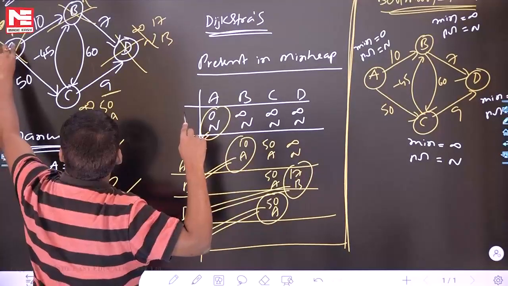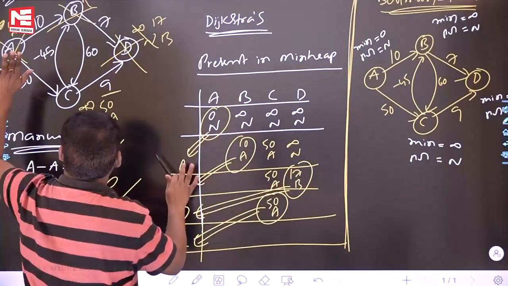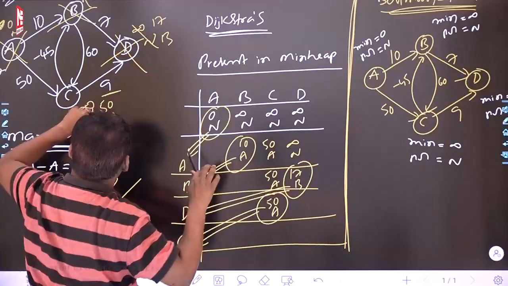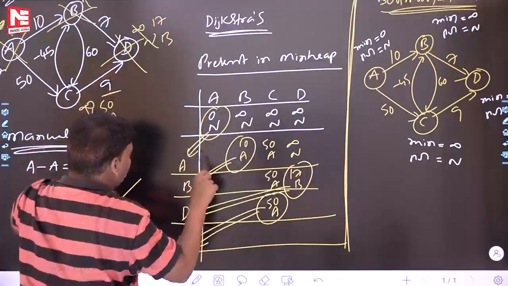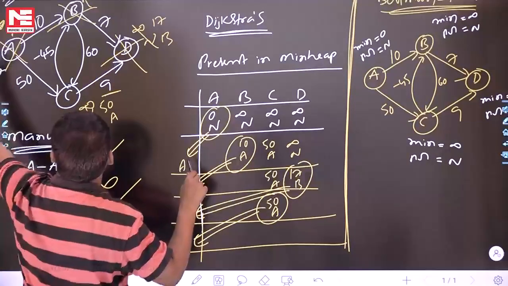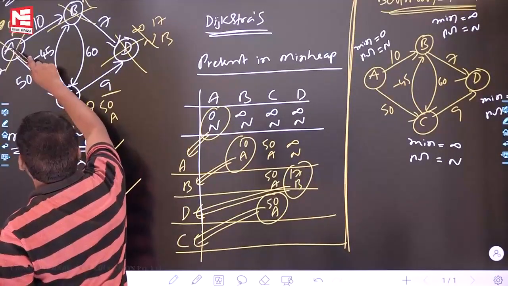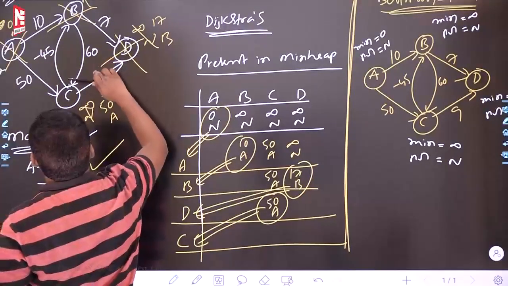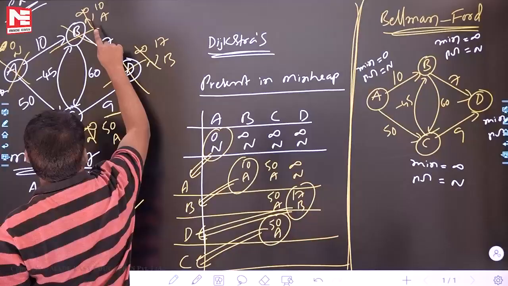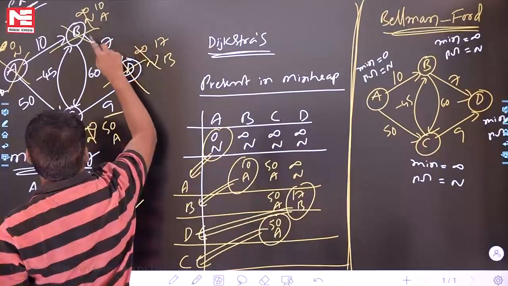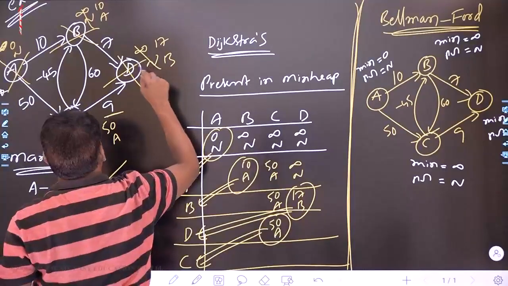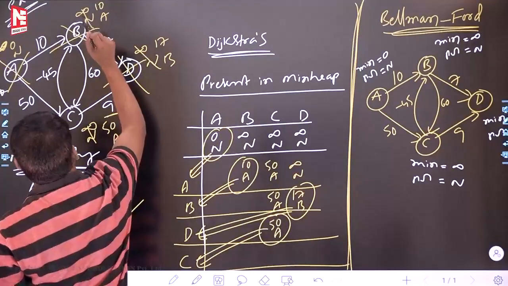As soon as A is deleted, it's okay. Find A's adjacent vertices, those two places do the decrease key operation. Then I can say that relaxation at A is completed. A completed means relaxation at A is over. Next one, B complete. B relaxation is over. What is the meaning? Find B's adjacent vertices, perform the decrease key operation there. Then I can say B's relaxation is also over.